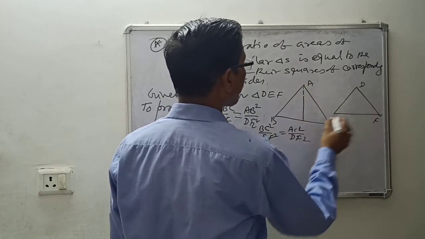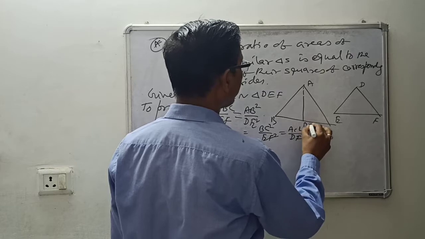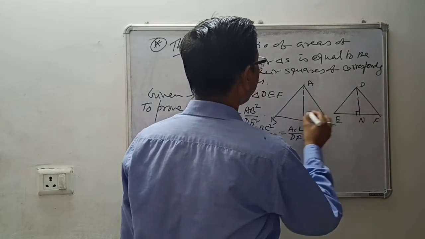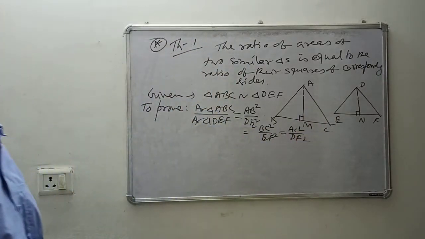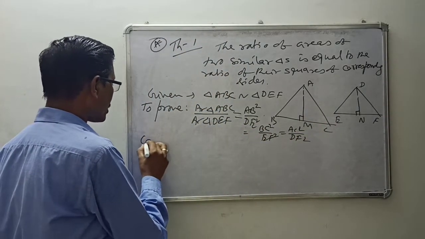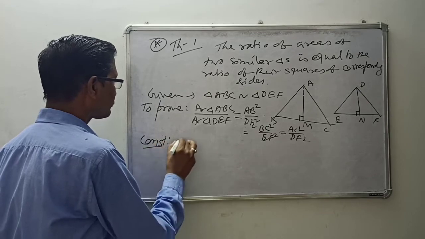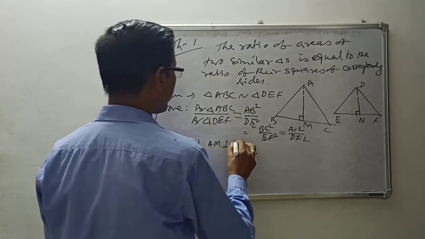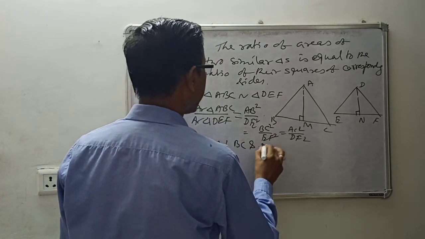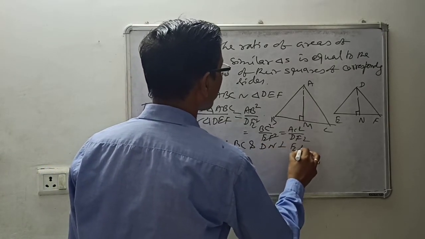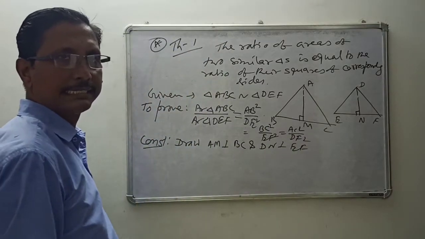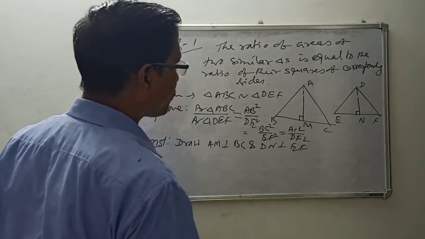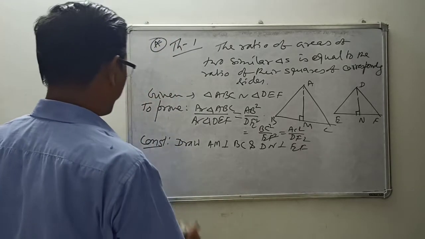Suppose BC and EF we have taken as the base, so AM and DN are the altitudes, drawn as perpendiculars. So what is the construction we have done? Draw AM perpendicular to BC and DN perpendicular to EF. See, AM, the altitude, is perpendicular to BC, and DN is perpendicular to EF, as we have drawn.